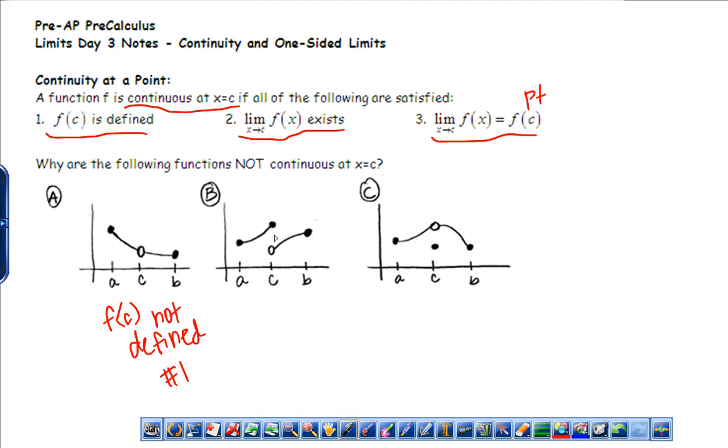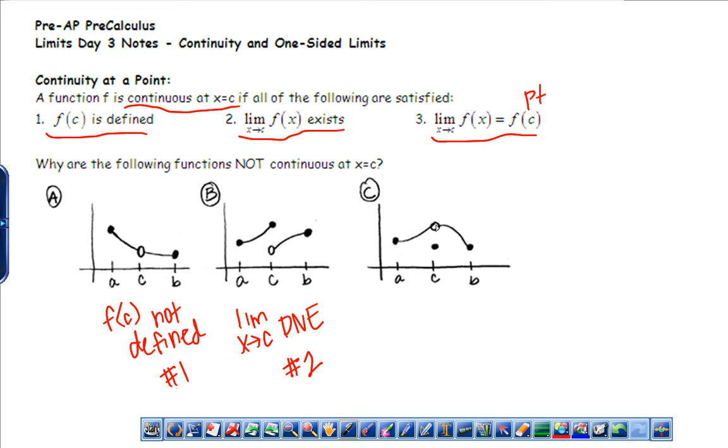And so let's look at B. Here we can see that f of c is defined. It's up here, but as I approach c from the left and from the right, it's two different numbers, so this limit does not exist. The limit as x approaches c does not exist because it's two different numbers from the two different directions. And that's number 2.